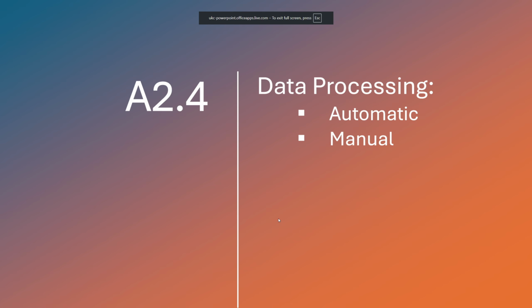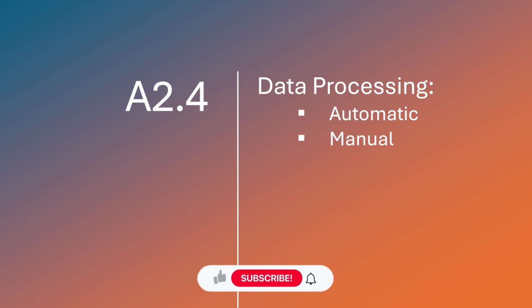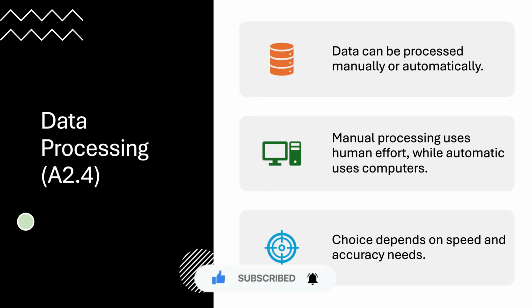Next, we're on to 2.4. This is data processing. So we have both automatic and manual, and it's just as the name says: automatic, done by itself, or manual, someone has to intervene to get it done. So data processing, manual processing uses human effort while automatic uses computers for everything. The choice depends on speed and accuracy needs and also price sometimes.